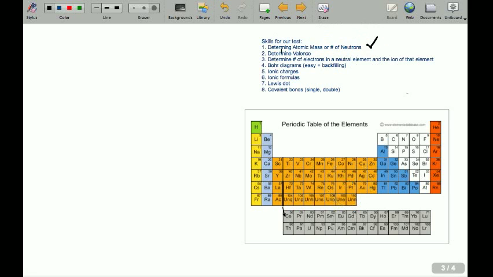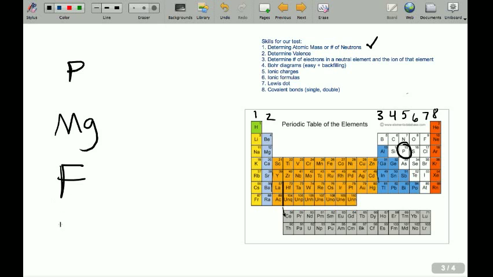Number 2, valence. Remember we folded our periodic table to exclude this metal section, and that gave us perfect rows of valence: 5, 6, 7, 8. That means whatever group or column the element is in is how many valence electrons it has. So I'll give you a couple. We'll do phosphorus, magnesium, fluorine, helium, and xenon.